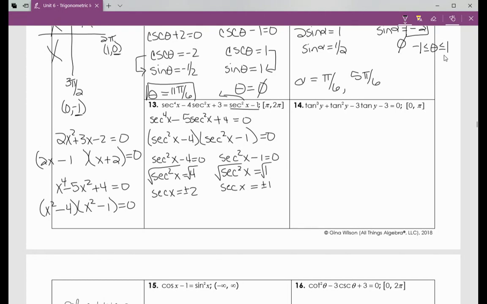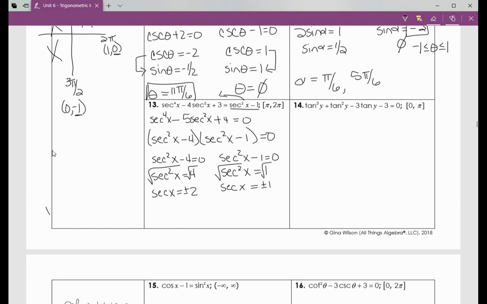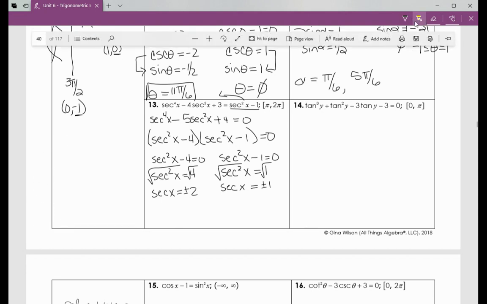Now, I don't like having to find secant. I am more familiar with cosine. So what I'm going to do is take both of these answers and flip them. And then I'm going to look for the cosine values. So the reciprocal here would be cosine x equals plus minus 1/2. The reciprocal here, when you flip a 1, it stays a 1. So cosine x equals plus minus 1.